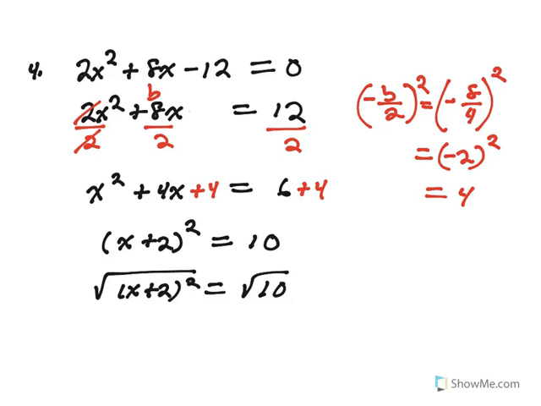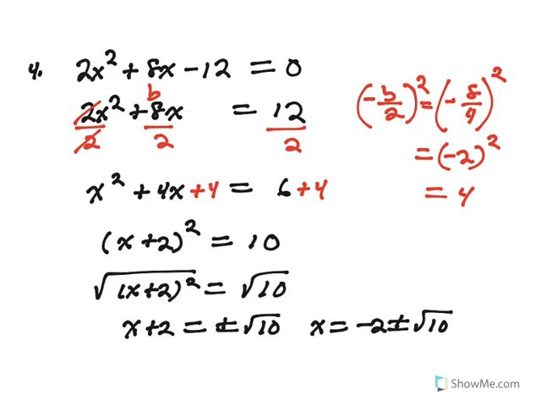of both sides. And when I do that, I just get x plus 2 equals plus or minus the square root of 10, because we can't simplify that. And when I subtract the 2 on the other side, I get x equals minus 2 plus or minus the square root of 10. And then that should do it for that example.